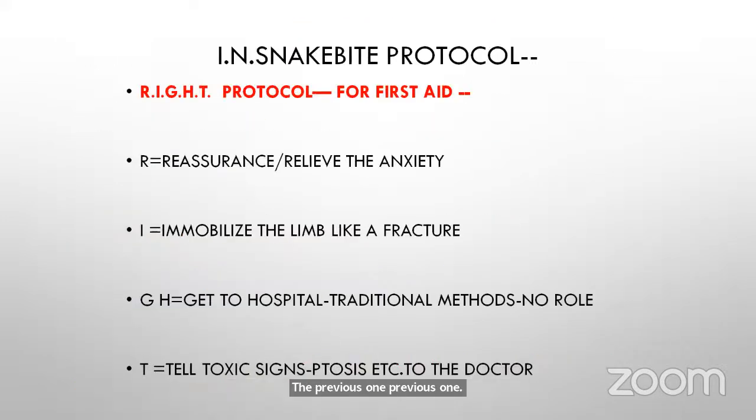So you apply a splint, give IV fluid, and immobilize the limb like a fracture. Just immobilize the limb and get the patient to the hospital. Hospitalization must not be missed, and tell the toxic signs to the doctor. So ptosis and everything should all be told to the concerned doctors. Next.